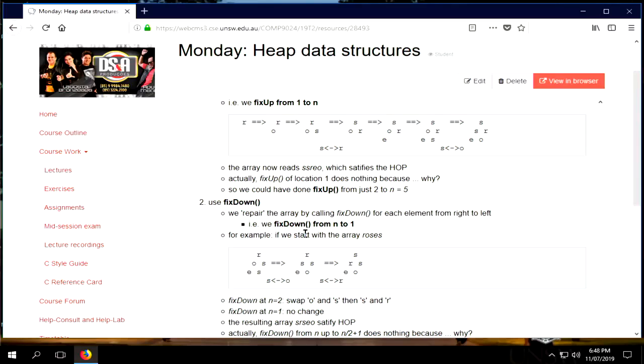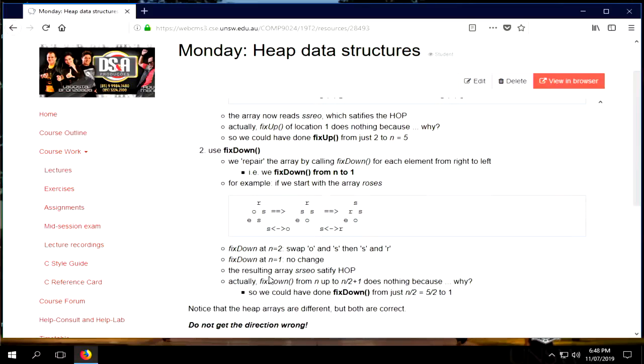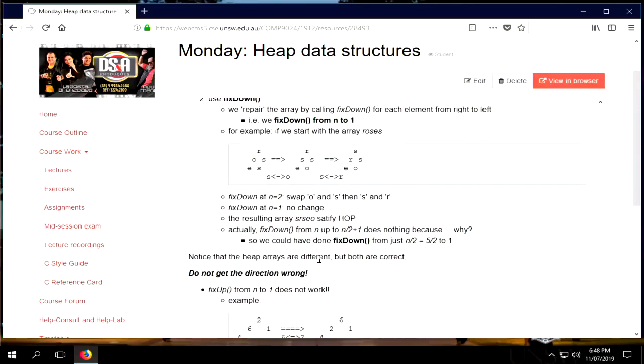You don't fix up, you fix down as you go right to left. Long sermon, it felt like I was actually preaching. But that little bit here, use fix down, and the thing I say in the middle there, fix down at n equals 2 does a swap, at n equals 1 there's no change, your resulting array is SRSEO, satisfies pop, it's all finished. And we actually didn't need, as it says on the slide, fix down from n to n divided by 2 plus 1, a complete waste of effort because they have no children. That's just the nature of the complete binary tree. So we could have just done fix down from halfway.